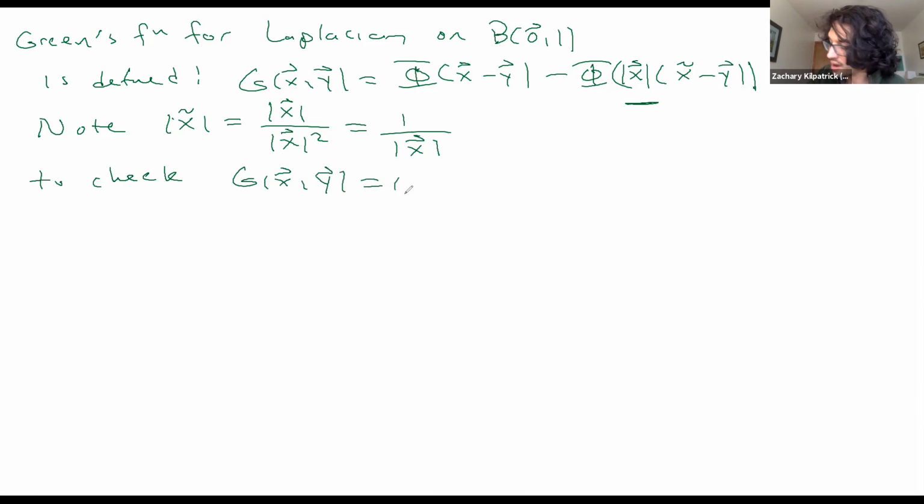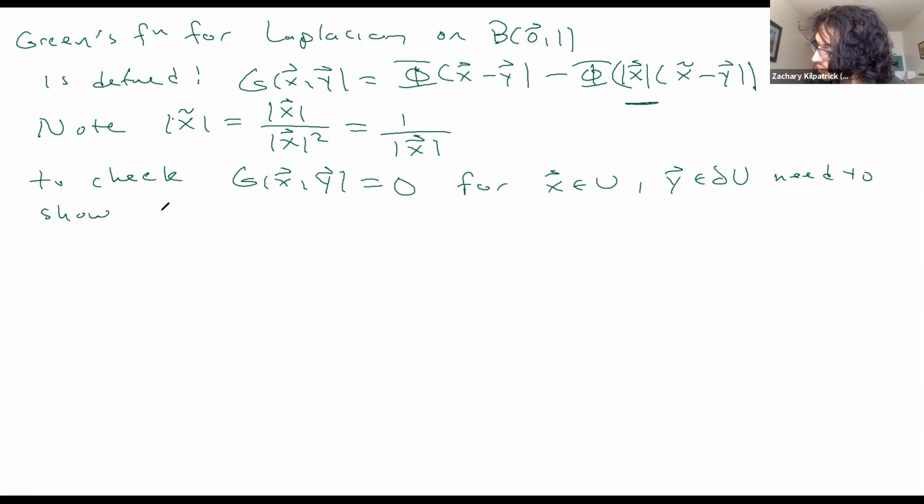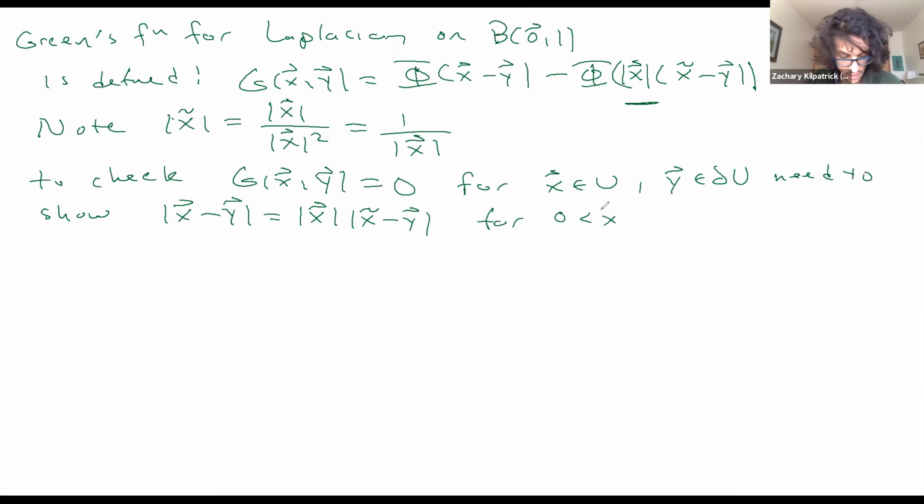To check that G of x, y actually equals 0 for x living in the interior and y living on the boundary, what do we need to show? That the magnitudes of their arguments are the same, so that the magnitude of x minus y is equal to the magnitude of x times the magnitude of x tilde minus y, for x being in the ball, x tilde of course defined as we said it was, and y having magnitude 1 because y lives on the boundary in this case. So let's just check that this all works out.